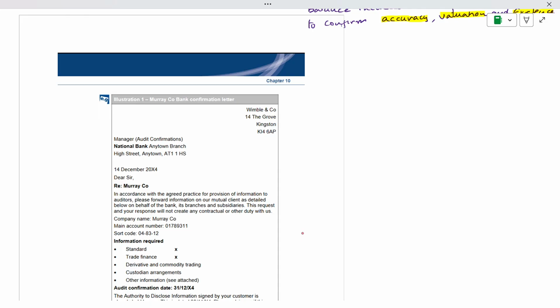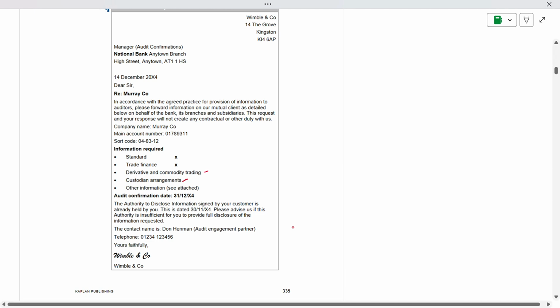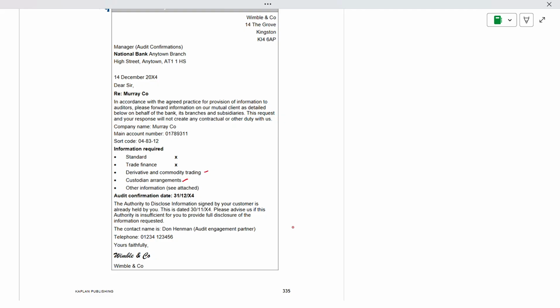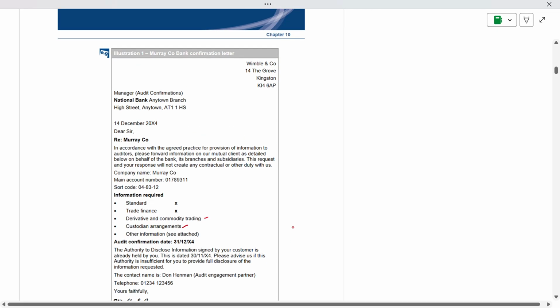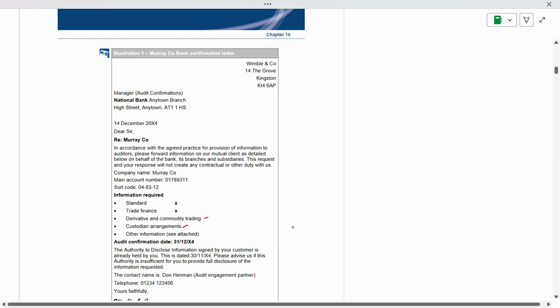When you are talking about the bank confirmation letter, it is the same thing. What are the things that will be there? What is the information required? What are the outstandings? What are the outstanding trade finance, any derivatives, custodian arrangements, other information? The authority to disclose information signed by a customer is already held by you. They are talking about that. In accordance with the agreed practice for provision of information to auditors, please forward information on our mutual client as detailed below on behalf of the client.